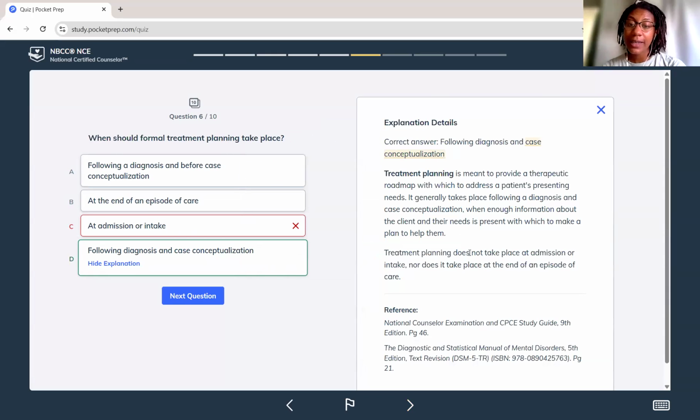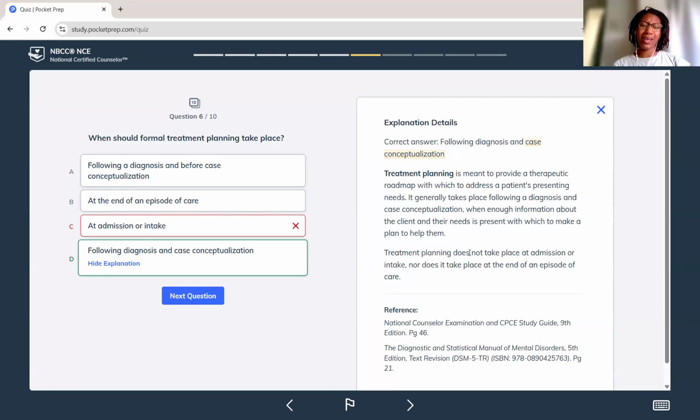The correct answer is D because treatment planning is meant to provide a therapeutic roadmap with which to address a patient's presenting needs. It generally takes place following a diagnosis and case conceptualization, when enough information about the client and their needs is present with which to make a plan to help them.